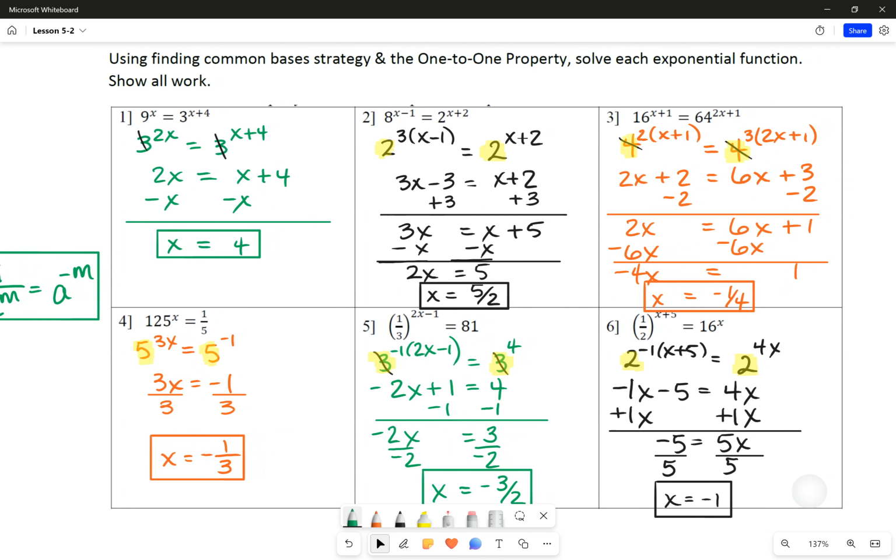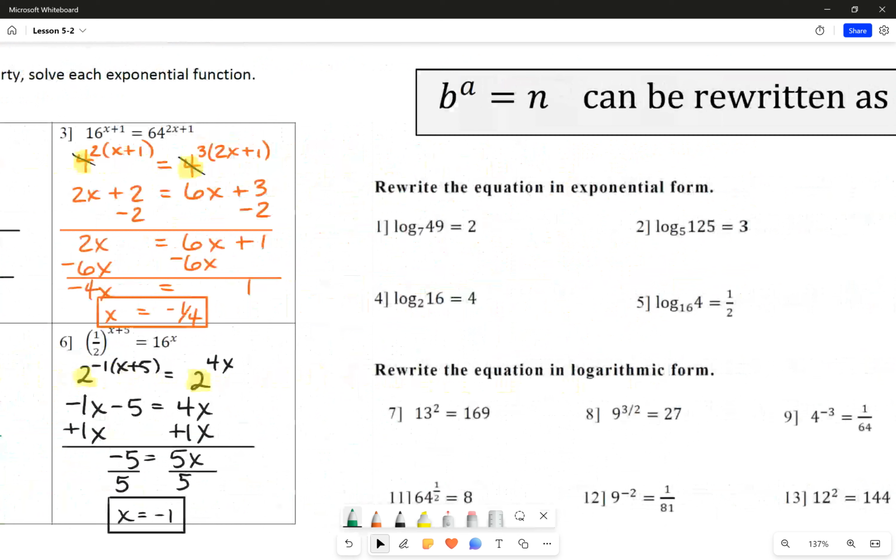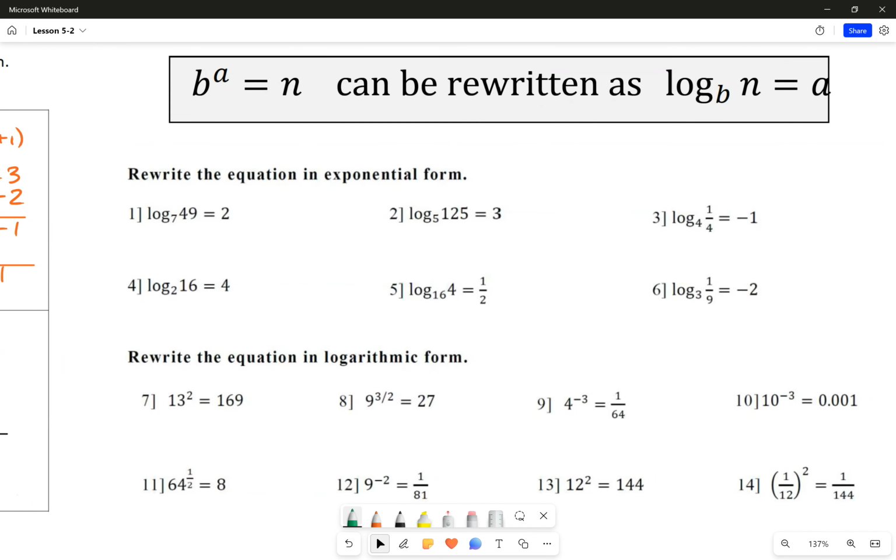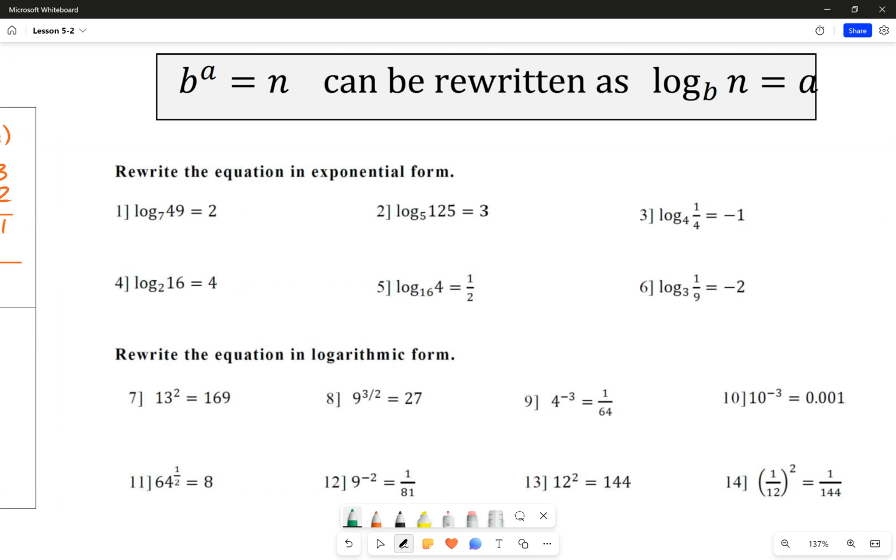Okay, so how does 5.1 help us in lesson 5.2? Well, first we're going to do some rewriting of logarithms, okay? Now, this is a logarithm definition I need you guys to make sure you memorize. If you have an exponential, b to the a power equals n, you can rewrite it in logarithmic form as log base b of n equals a. So you will notice down below that I'm going to have you practice writing them in both directions. I'm going to give you a logarithmic equation, and I need you to rewrite it in exponential form and vice versa. So let's start off here.